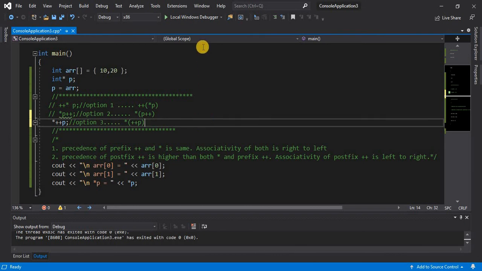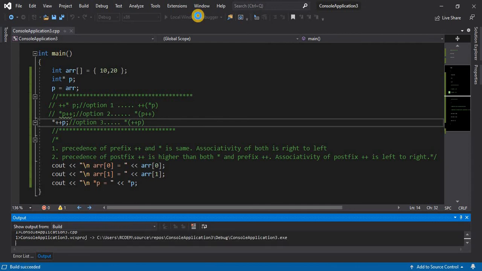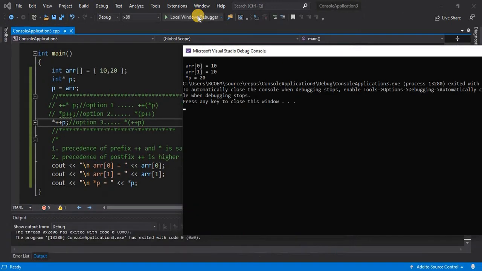Now let us see the output of this third option. ARR 0 is 10, ARR 1 is 20 and *p is 20. So with ++p, earlier p was pointing to your first memory location, that is ARR 0. So ++p is incremented. Now p is pointing to the next memory location, and *p, the value, is 20.